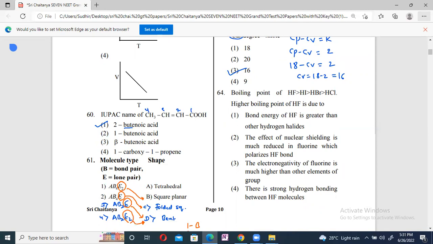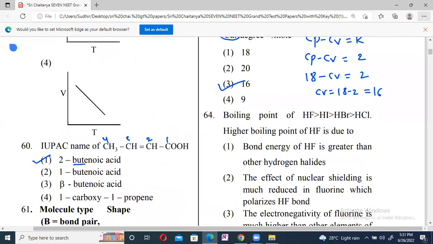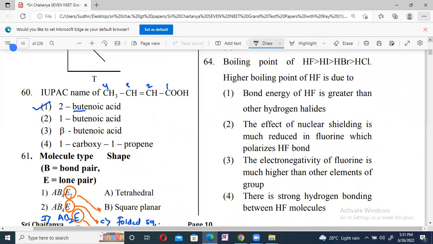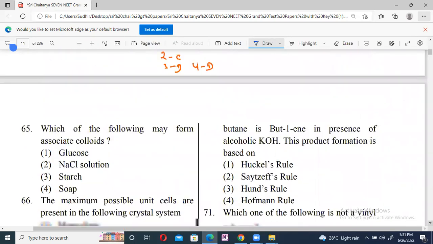Come to question number 64. Boiling point of HF, HI, HBr, HCl. The higher boiling point of HF is due to. It's a very simple question, it was given in our NCERT. There is a strong hydrogen bond between HF molecules.